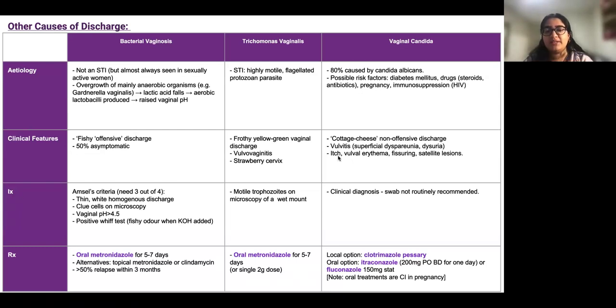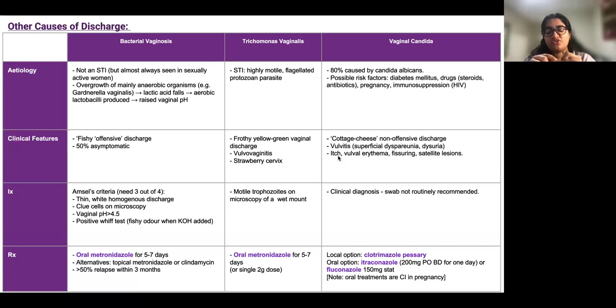It is most notably a cottage cheese, non-offensive discharge. So it doesn't smell, but it looks very unique. And this can be very irritative to the vulva, so it can cause a lot of itching and redness, and people may itch so much that it causes tearing, so there may also be some bleeding of the skin, and patients would also be suffering with pain during sex and pain when they're going for a wee, for example. So these are important things to ask.